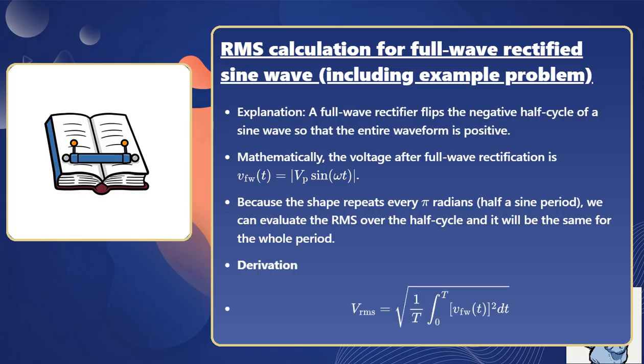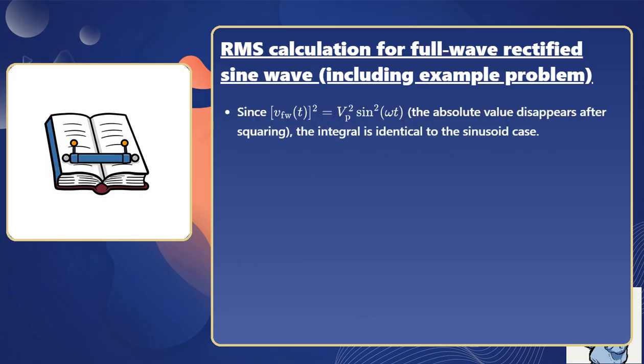Derivation: V sub RMS equals the square root of open bracket 1 over T times the integral from 0 to T of V sub FW of t squared dt close bracket. Since V sub FW of t squared equals V sub p squared times sine squared omega t, the absolute value disappears after squaring. The integral is identical to the sinusoid case. Hence V sub RMS equals V sub p divided by square root of 2.